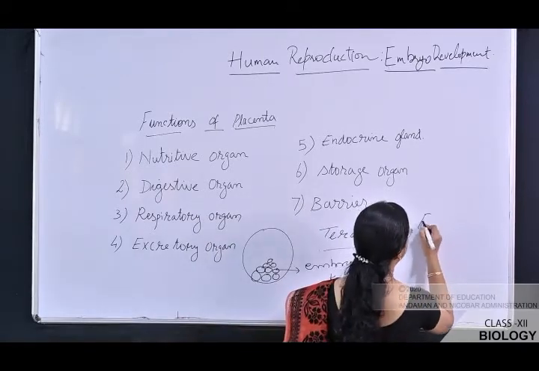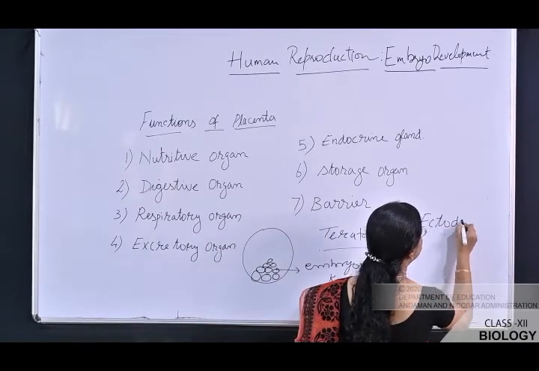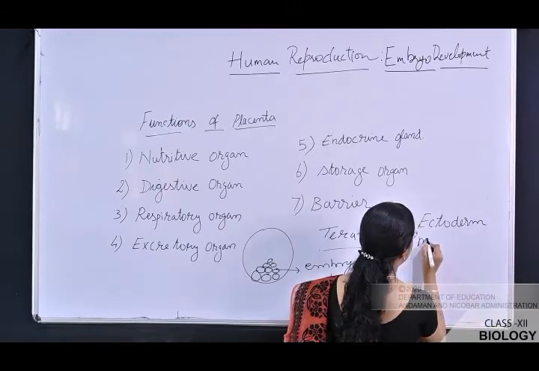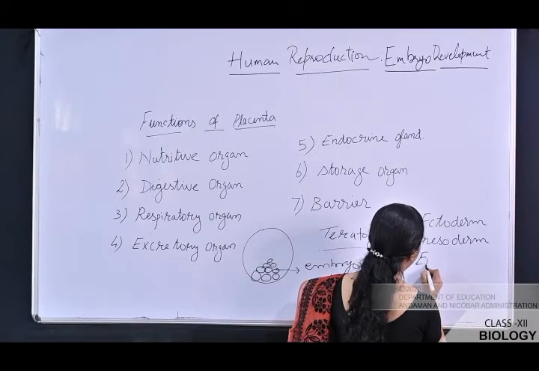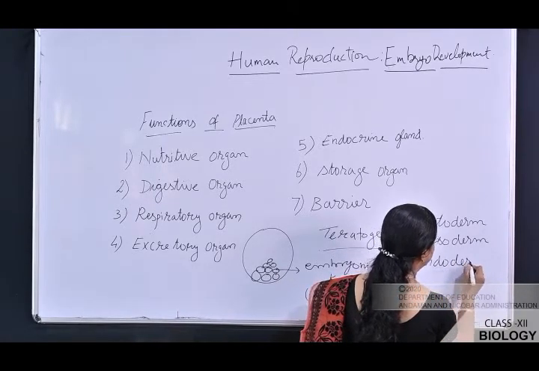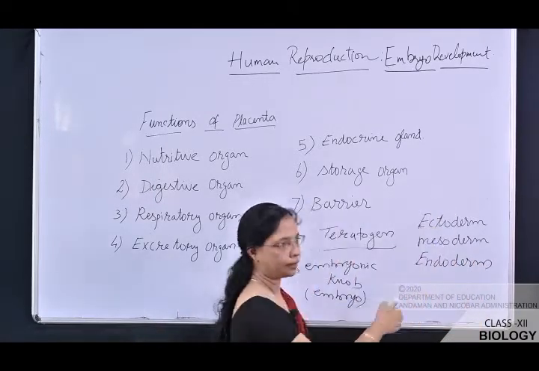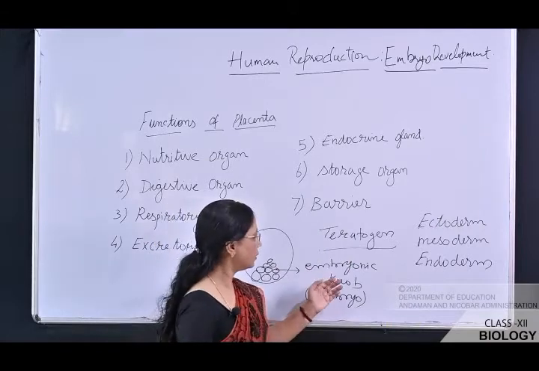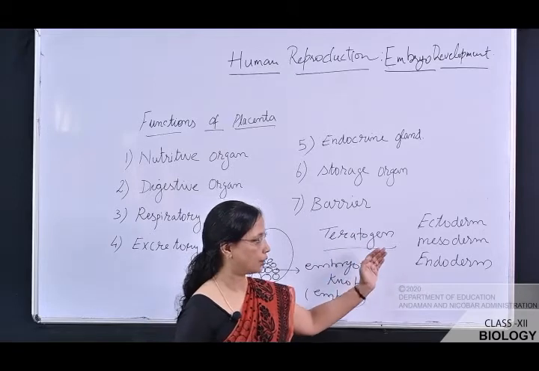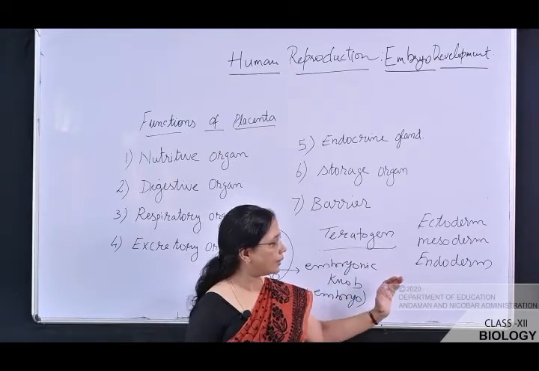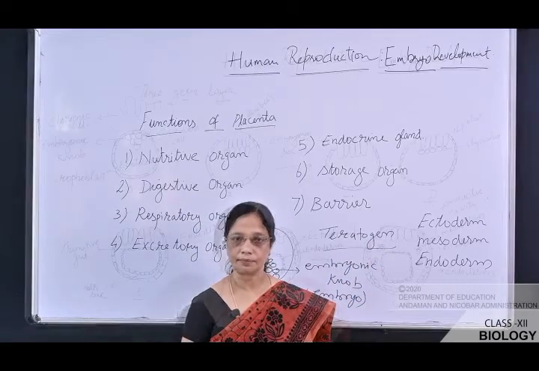They are ectoderm, mesoderm and endoderm. These are the 3 layers which are formed in the process of embryogenesis. We'll study how this ectoderm, mesoderm and endoderm are formed.